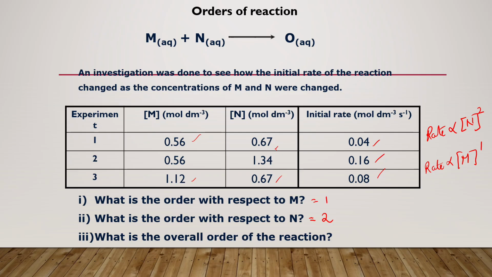So if we combine these two, we have the expression rate is proportional to molar concentration of M raised to the power 1 times molar concentration of N raised to the power 2. And if we combine the powers, the overall order of the reaction becomes 3. So this is a third order reaction.